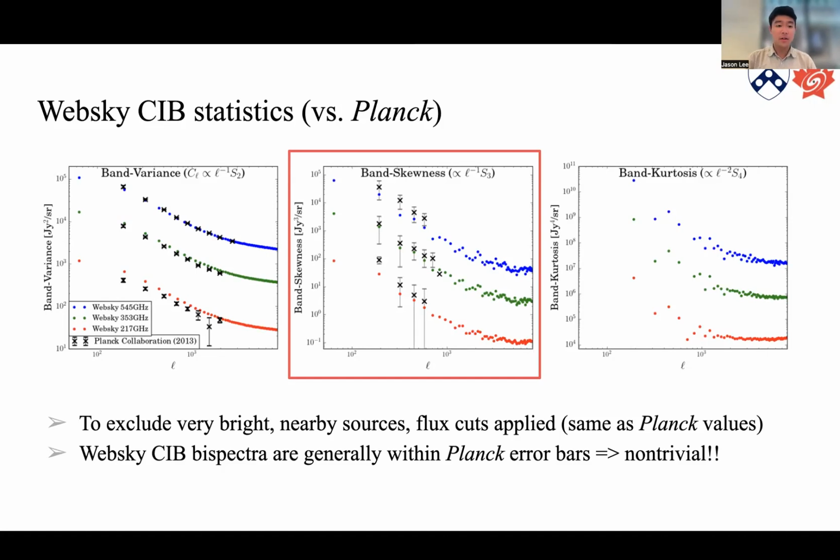Also, the caveat here is that in order to exclude the very bright nearby sources, we are using flux cuts, and we're using the same values as Planck flux cuts. Also, you can see that in the low L regime, you're looking at the clustering part, while in the high L, you can see the flat Poisson tail.